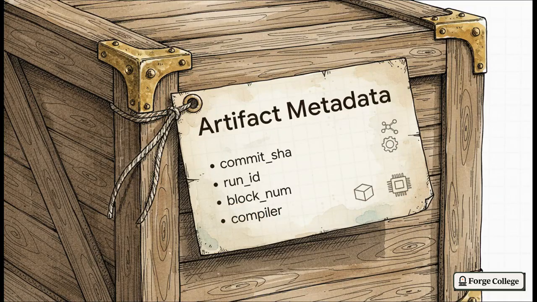But a box is pretty useless without a shipping label, right? Every artifact must have mandatory metadata attached to it for flawless auditing. We need the exact commit hash, the pipeline run ID, the block number we forked, the exact compiler version we used, and the ID of the key that signed it. If something goes terribly wrong in production 6 months from now, this little label tells you exactly how, when, and by whom this specific box was built.